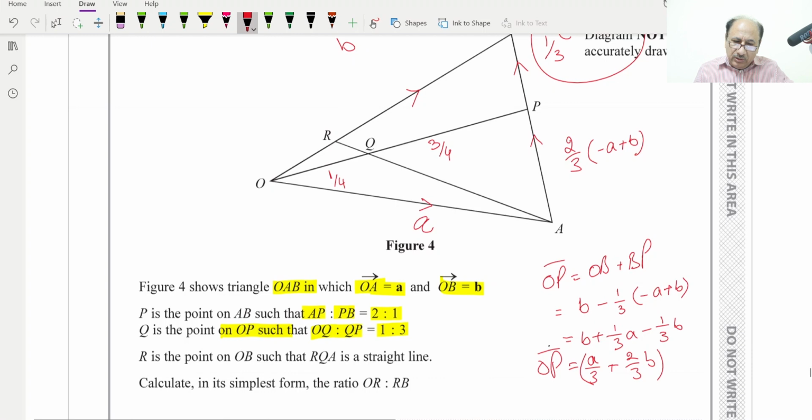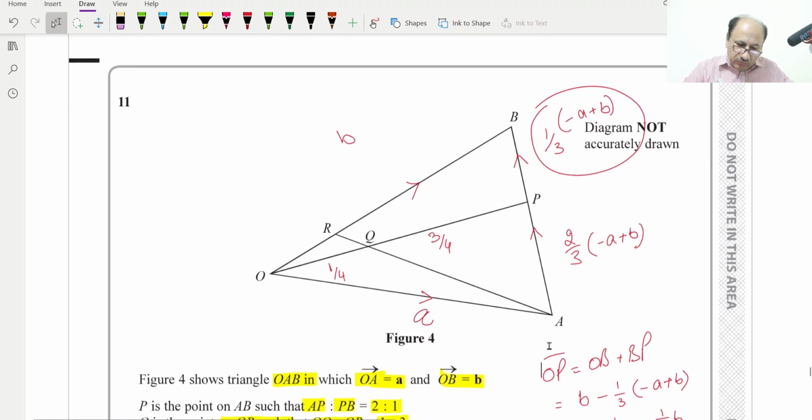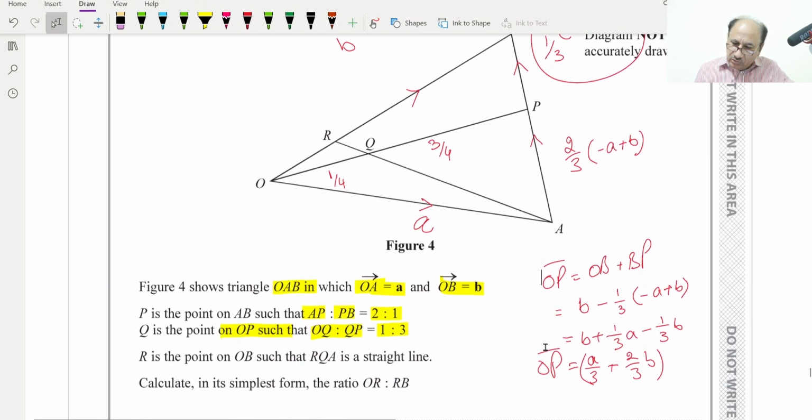OP is this one, and OQ is 1 by 4th portion of this, so we will write 1 by 4th portion of A by 3 plus 2 by 3B. This is basically the OQ portion, and the QP portion will be 3 by 4 of the same thing, which is A by 3 plus 2 by 3B, and this is the 3 by 4th portion.